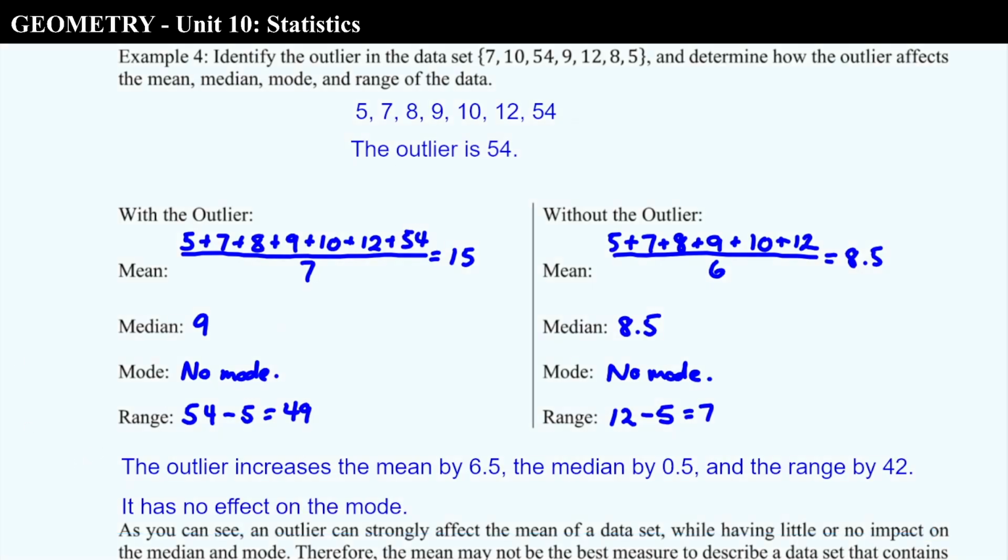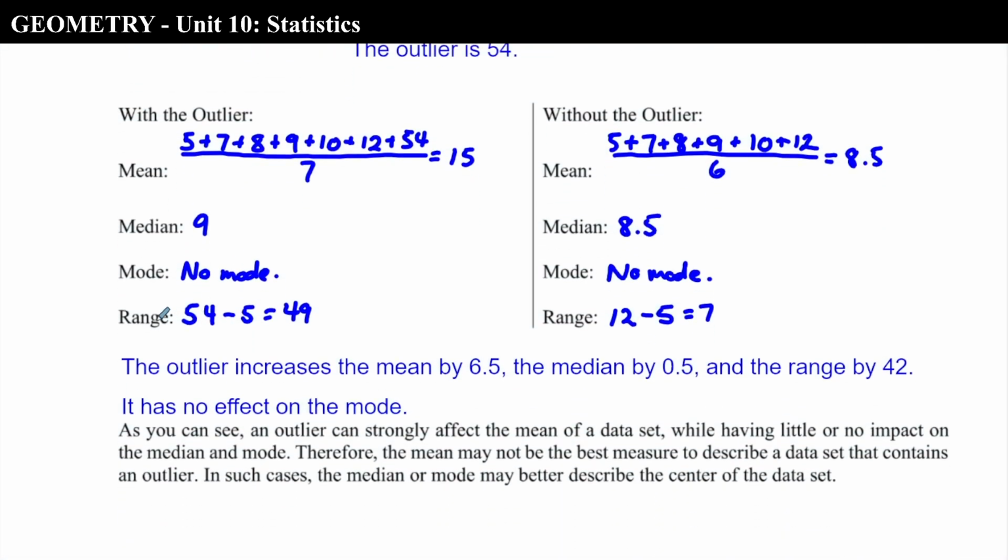So as you can see here, the outlier can strongly affect the mean of a data set while having little or no impact on the median and mode. Therefore, the mean may not be the best measure to describe a data set that contains an outlier. In such cases, the median or mode may better describe the center of the data set. So this is why we don't use the average or the mean for everything. Sometimes there are more appropriate measures in statistics to figure out where the middle of your data is.